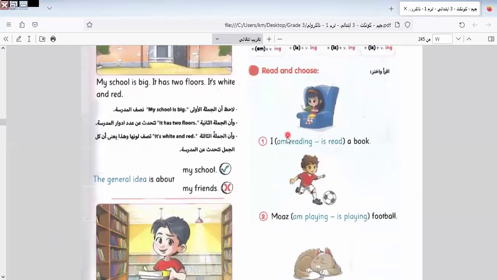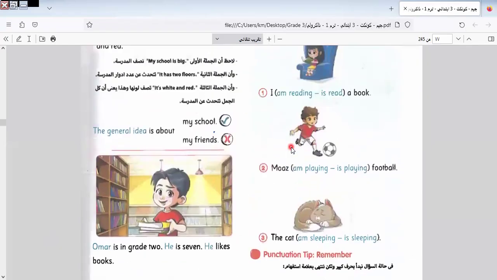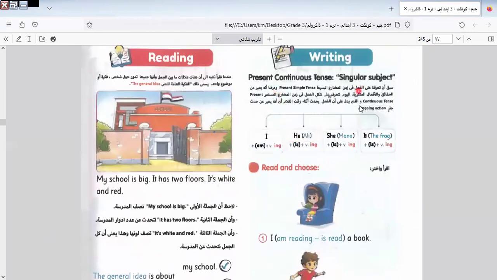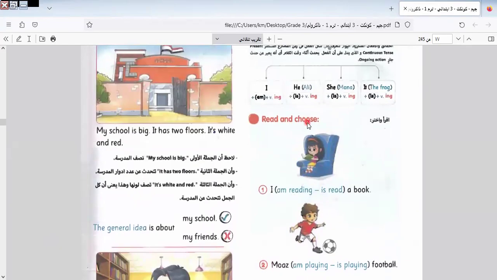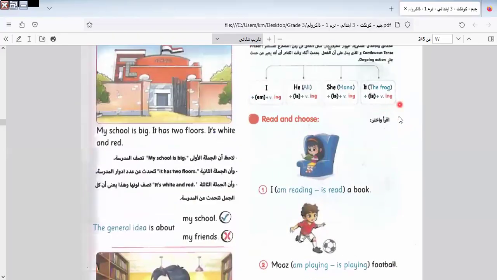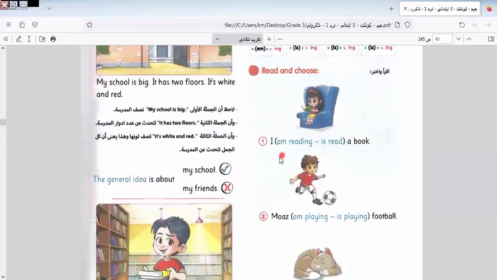Here we have, I would like to answer this part of the question. Here we have, I space reading or is reading a book. So here it will be what? Here is the present continuous tense. I am plus verb plus ing. He, she, it takes is plus verb plus ing. Let's answer this question together.